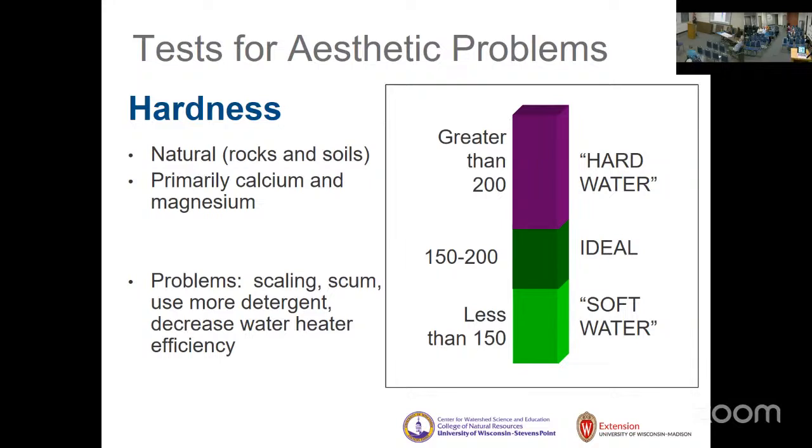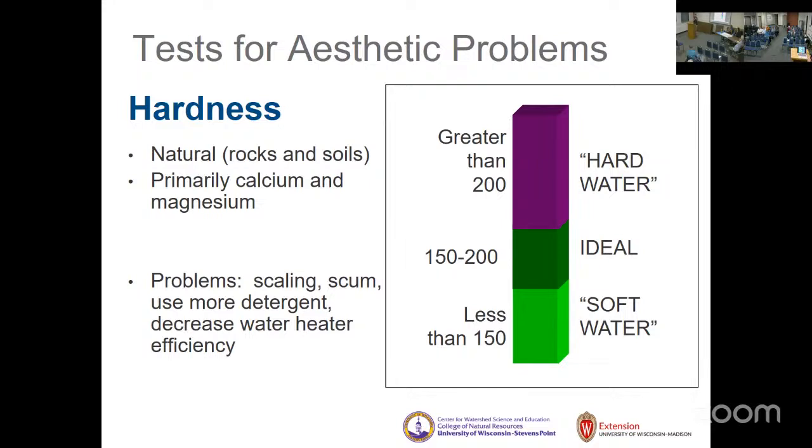But when it comes to the problems with hardness, too much causes scaling and soap scum. People with hard water tend to use more detergent. And that scale on a heating coil of a hot water heater may decrease the efficiency of that device to heat water to the proper temperature.